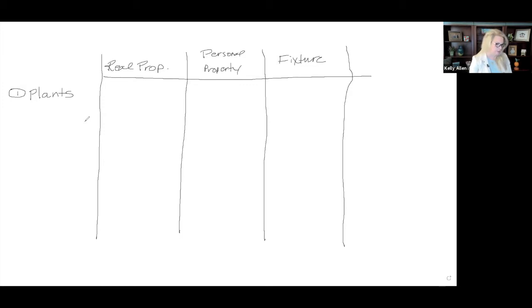Plants are considered real property when, this is an easy way to remember it, if you've got roots in the ground, that's very messy, but you get where I'm going with that. If you've got roots in the ground, then plants are considered real property. I doubt you're going to see this on the test, but they're called fruits of nature.